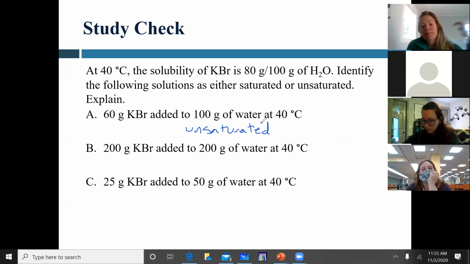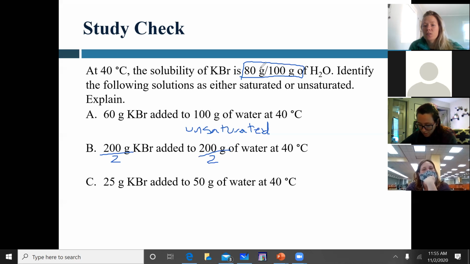So we're going to say this first guy is unsaturated. All right, the next one is saying that you have 200 grams of KBr in 200 grams of water. And ours is in reference to 100 grams of water. So what I'm going to do is just divide both these values by 2 so that I can get it into the relationship that we know it as. So this becomes now 100 grams of the KBr in 100 grams of water. Looking at that in comparison to what we know our solubility, that is saturated. There's too much of the KBr in what the water can hold.